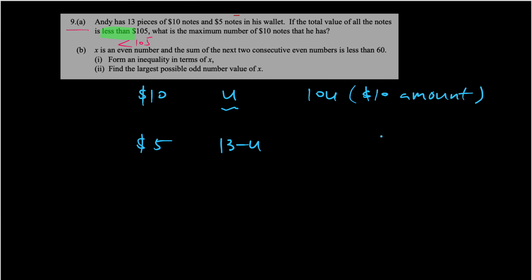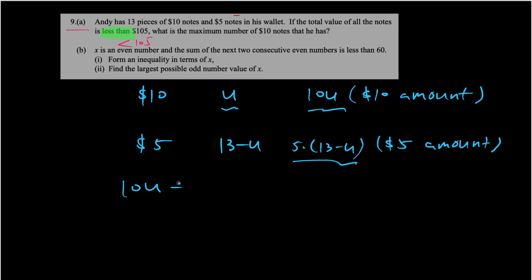Then how do you find the $5 amount? 5 times bracket 13 minus u. Yep, very good. And these two amounts add up to a total value below 105. So you just form this inequality.